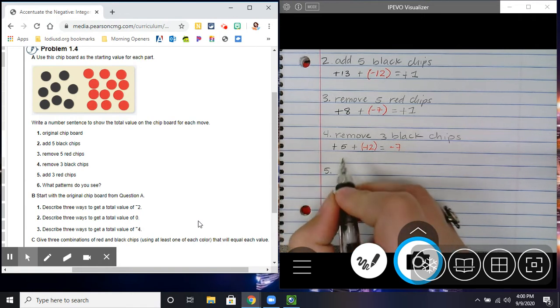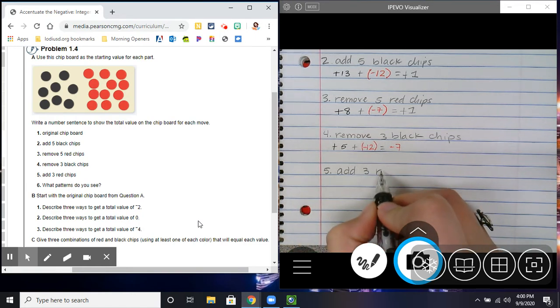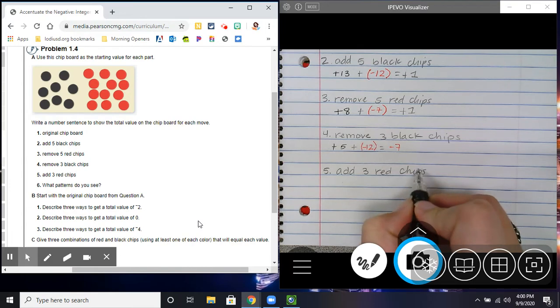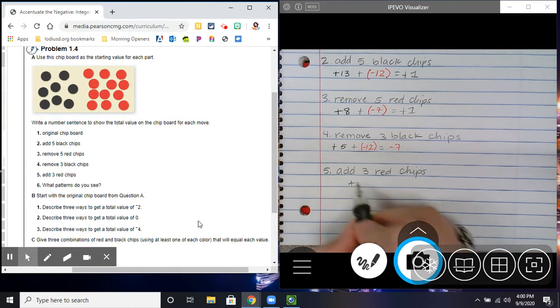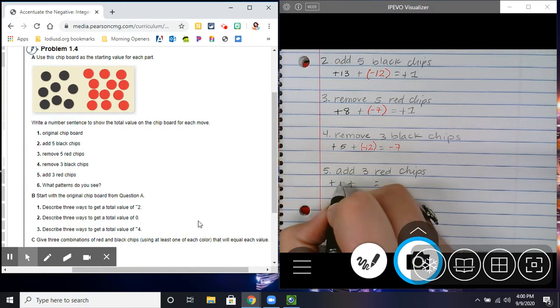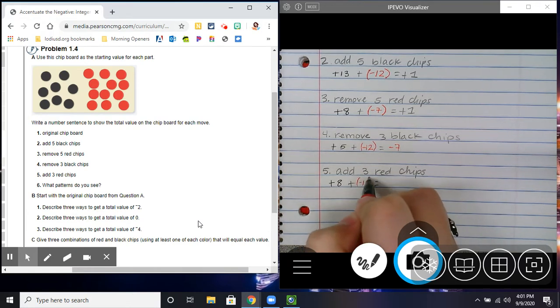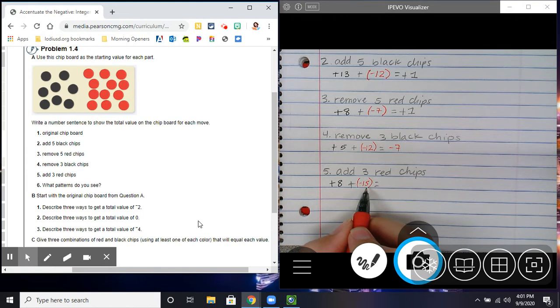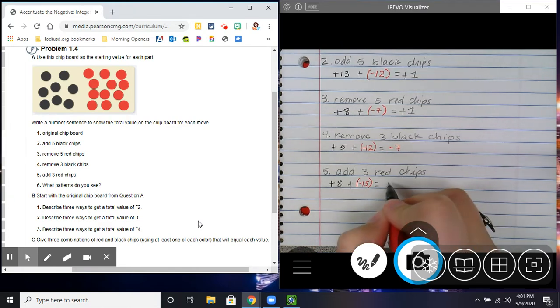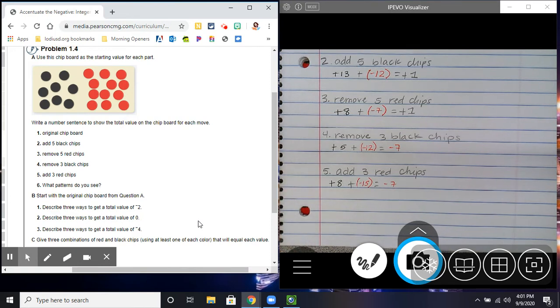Number 5, add 3 red chips. So we are starting with our +8 black chips, but now we're adding 3 red chips to the 12, which would be -15. Again, the red number is bigger here. So the difference, if you were to bunny hop from 8 to 15, would be, again, 7.